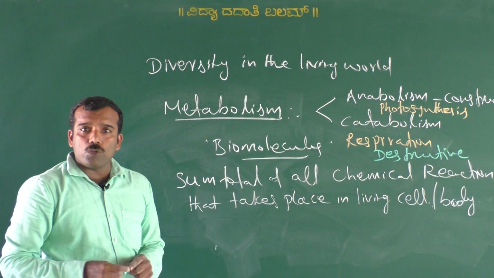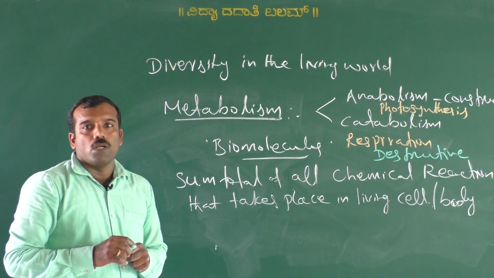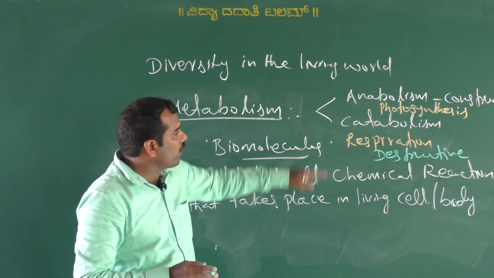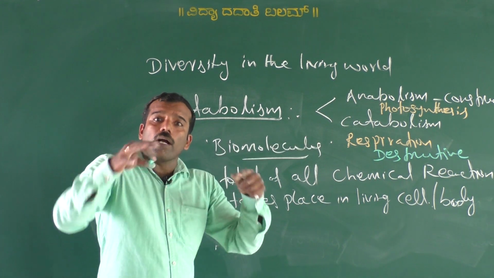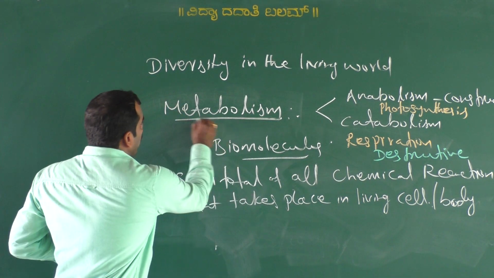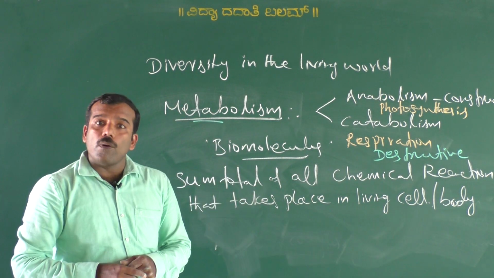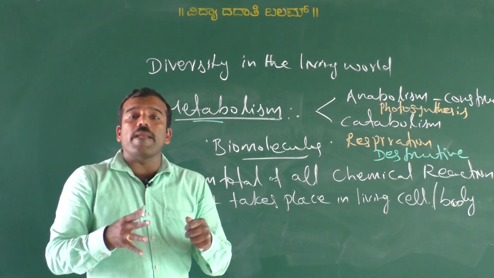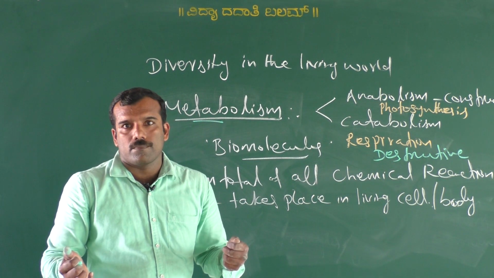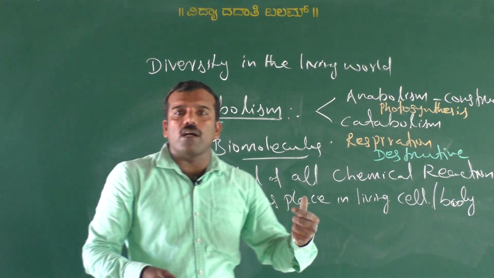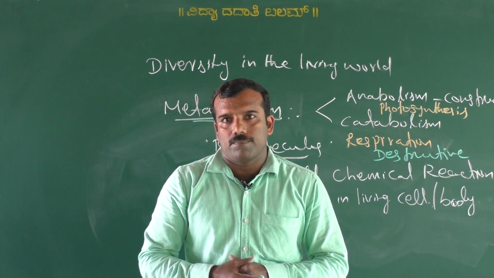Catabolism is a destructive process where complex food molecules break down. That is called what? Catabolism. Anabolism, constructive process. Catabolism, destructive process. So both are included in metabolism. This type of metabolic activity is not shown by non-living things. So metabolism is a well-defining property of living organisms.